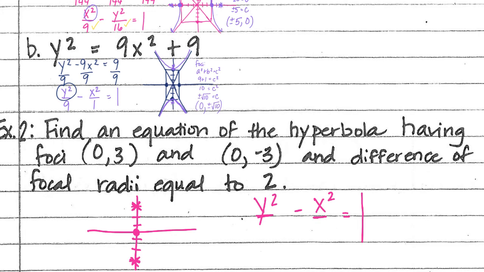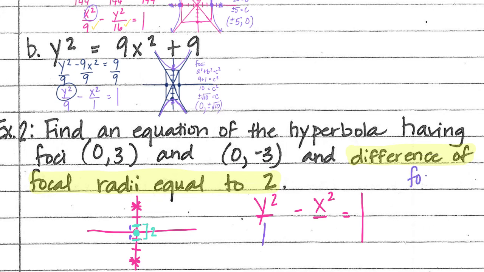In this next part, we don't really talk about this much. We talked about it a little bit with ellipses. It says the difference of a focal radii is equal to 2. Well, what that means is that from the center to the point on top and the point on bottom, there is a space of 2. So what that tells me is that these are 1 away, which means that this would be 1 squared, or in this case, just 1, because I know that 1 squared is equal to 1.